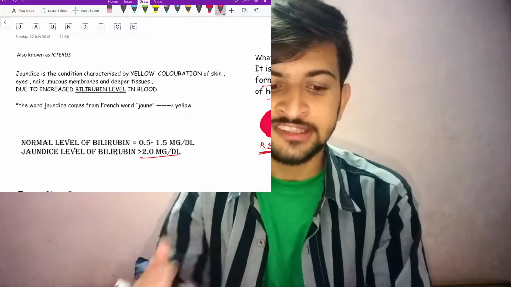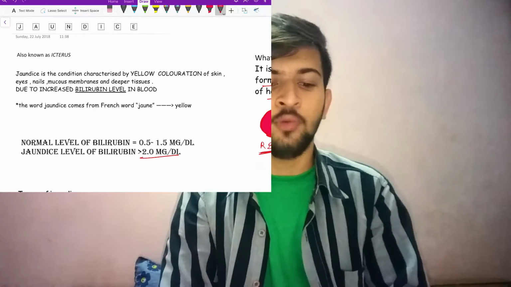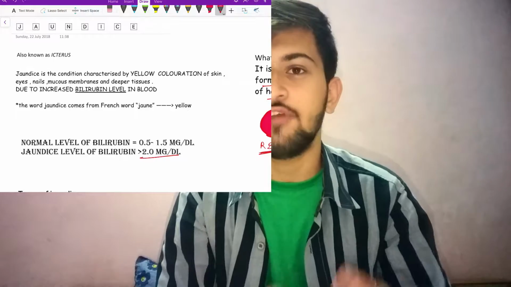So what is jaundice? Jaundice is a condition characterized by the yellow coloration of skin, eyes, nails, mucous membrane and deeper tissue due to the increase in level of bilirubin in blood. The normal level of bilirubin is 0.5 to 1.5 milligram per deciliter. There are three types of jaundice: pre-hepatic or hemolytic jaundice.